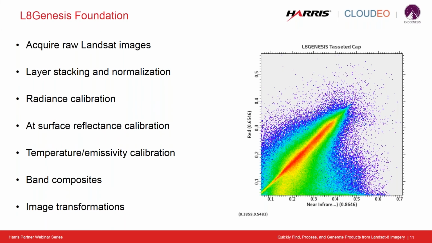So the steps of what L8Genesis does: the L8 data generally comes in as a compressed folder that contains each band of data as an individual TIFF file. L8Genesis automatically decompresses the data, does a layer stack, performs the radiance, surface reflectance, and temperature emissivity calculations. All of this is done according to the industry standards that are outlined in the Landsat-8 User's Guide, so there are no surprises in that processing.